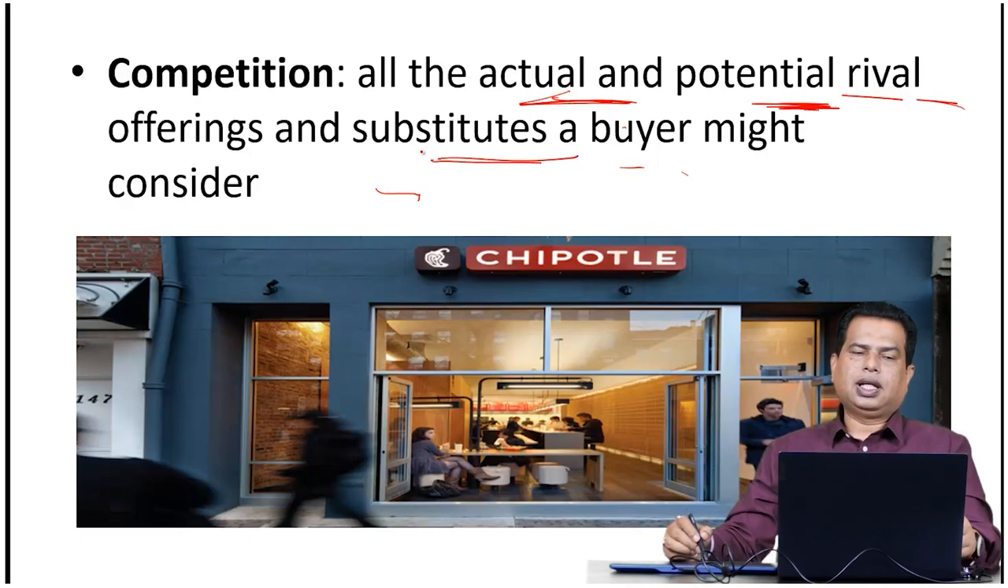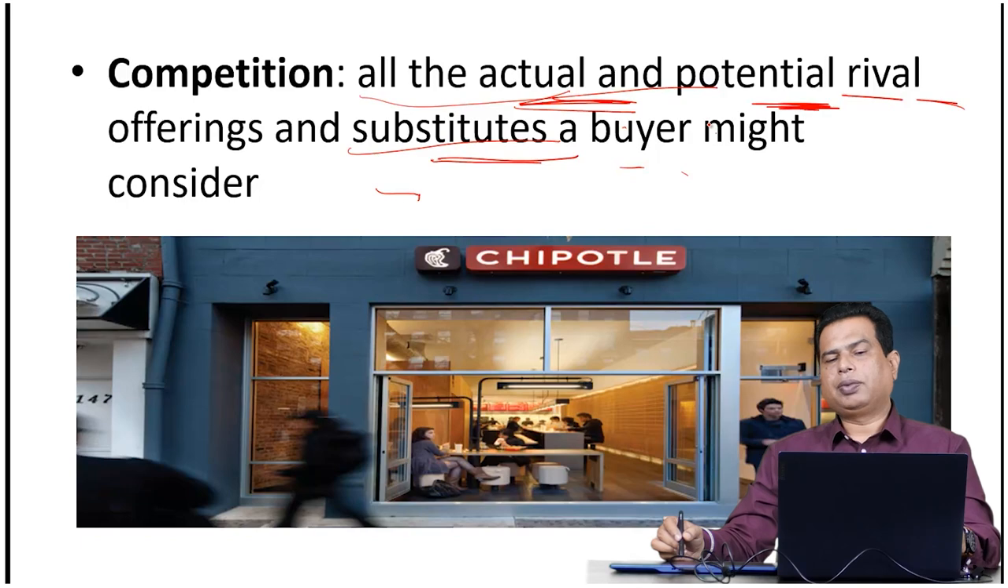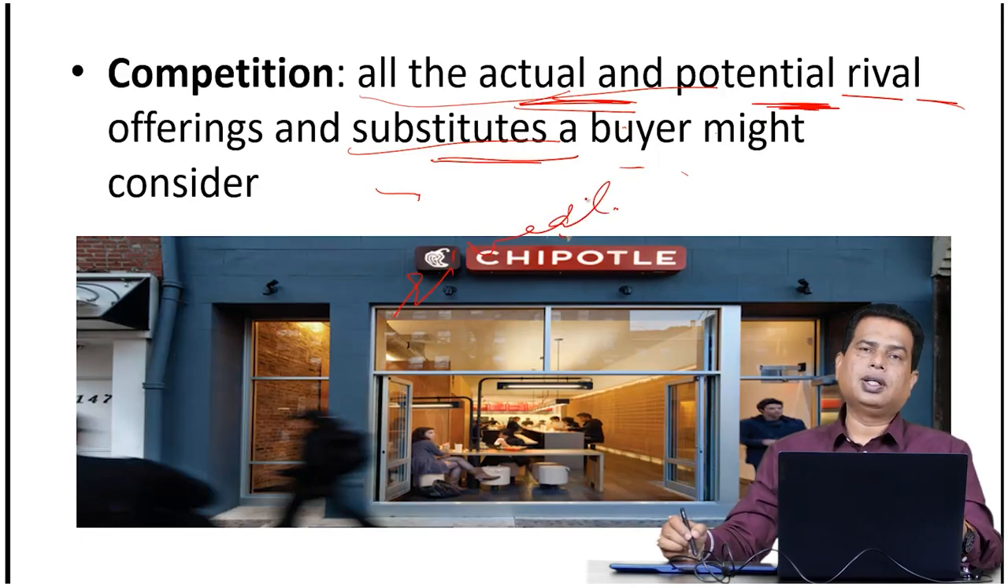So let me discuss this slide again. The competition is all the actual and potential rival offerings and substitutes a buyer might consider. Two words are important: the actual, which are present in the market now, and the potential, which can be present in the market in the coming time, in the near future. They give the offerings which are rival, which are going to ruin the marketer's product. And those products which are also substitutes of your product also are included in the competition.